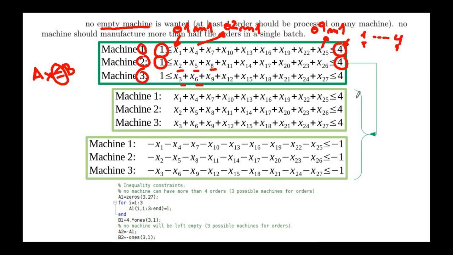So first of all, we have no problems with this, because you can write x1 plus x4 plus x7 plus etc. smaller or equal than 4. Here we have no problem. But the first set of constraints has split it into two different sets of constraints. First of all, the smaller or equal than, and then we have the greater or equal than.